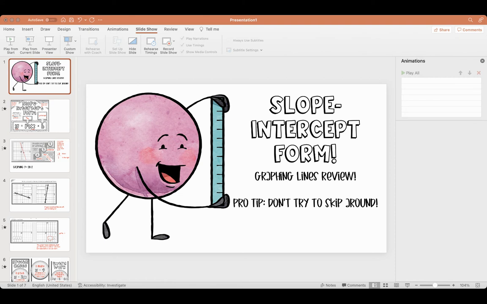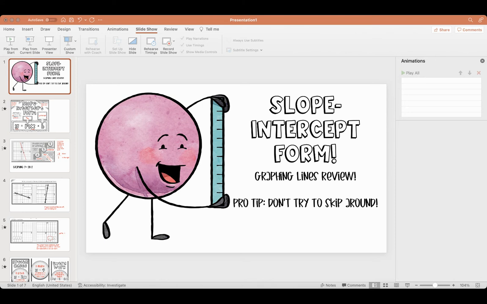Our next one is going to be if there is no slope. That's going to be a horizontal line. It's totally flat. So for example, y equals 4, you would figure out where y is equal to 4, and that's going to be a horizontal line because it never goes up or down. It just stays at 4.